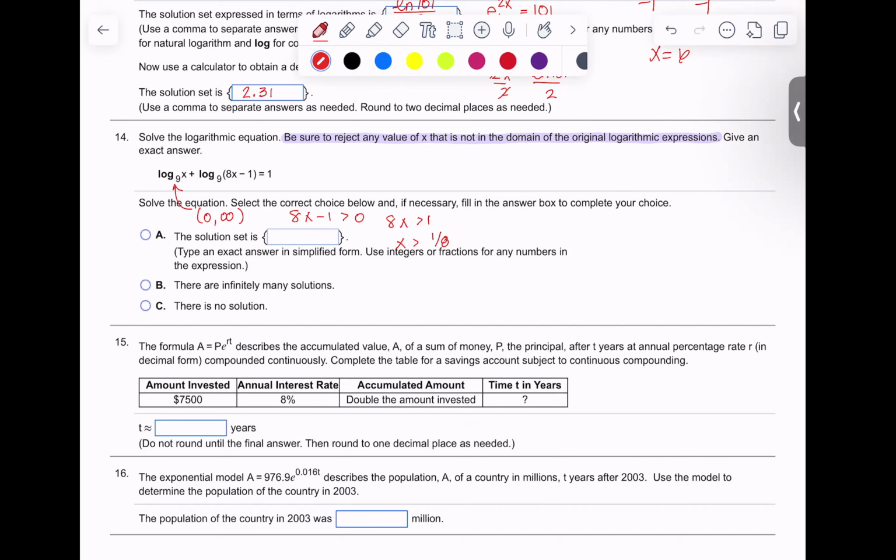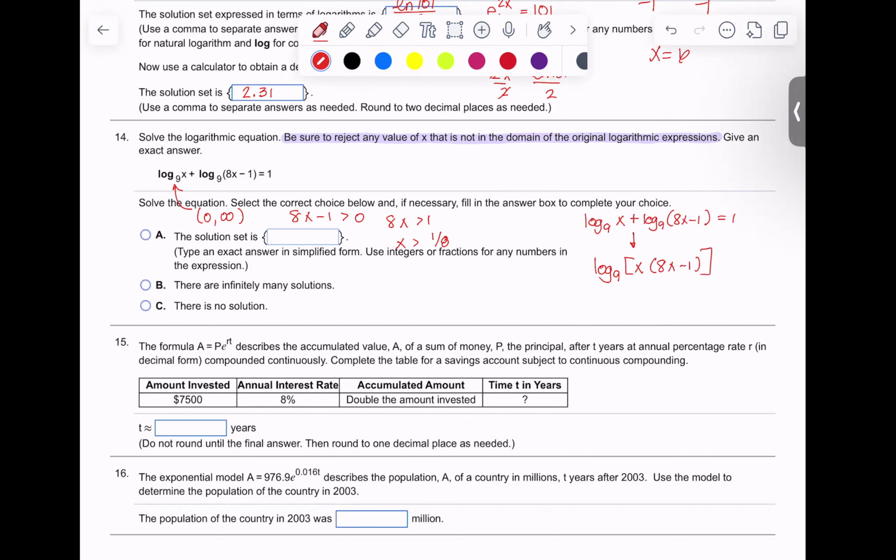All right, so let's solve this. The first thing I'm going to do on the left-hand side of this is combine those two logarithms. I'm going to condense those two logarithms. Since I'm adding two logarithms together, I can condense that by writing it as the logarithm of the product. So let's put this over here. I have the log base 9 of x plus the log base 9 of 8x minus 1, and that is equal to 1. So I'm going to combine those. That's going to be the log base 9 of x times 8x minus 1.